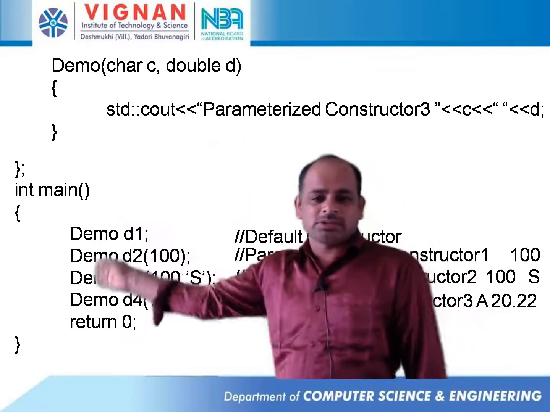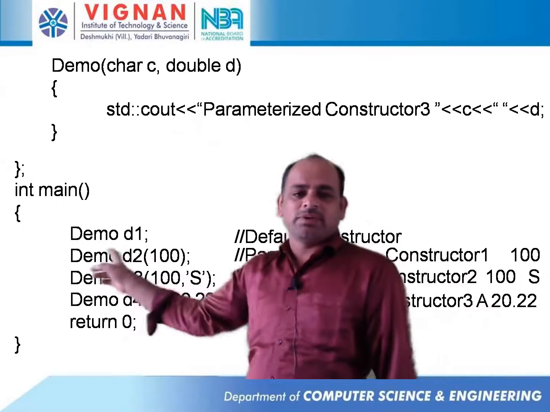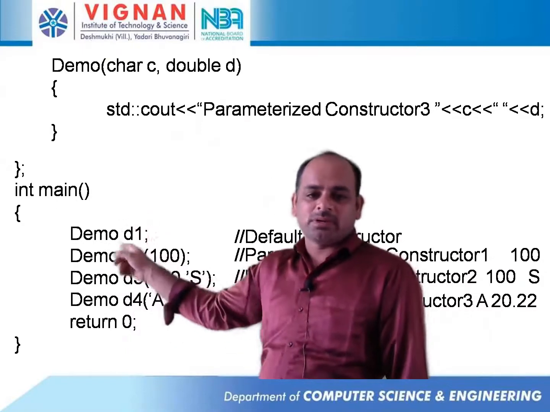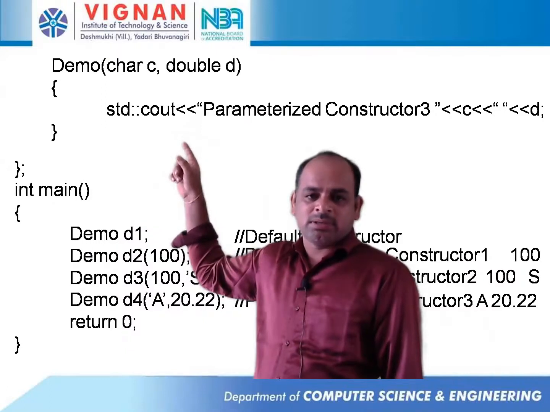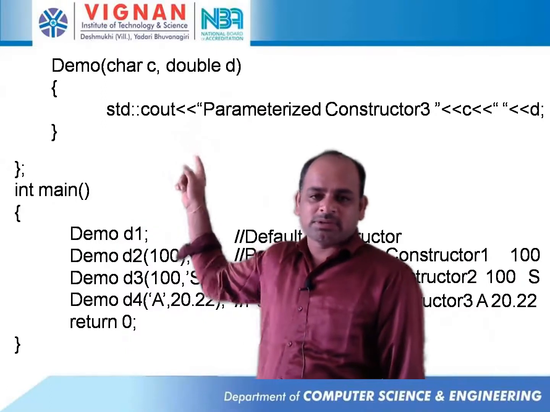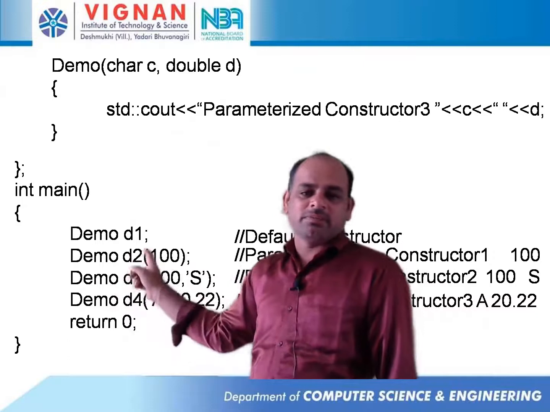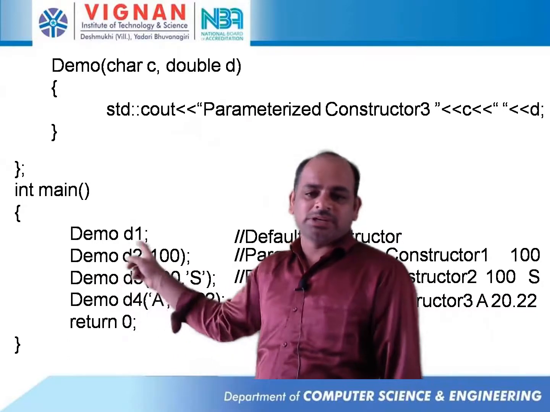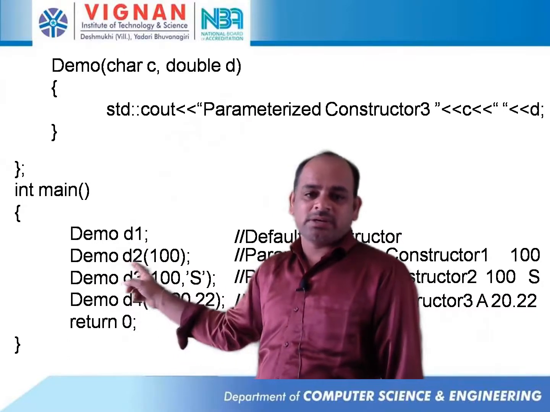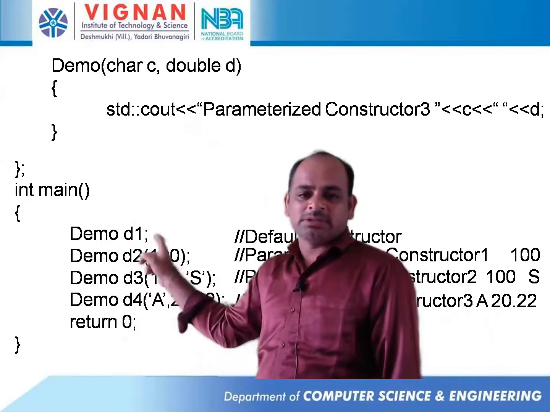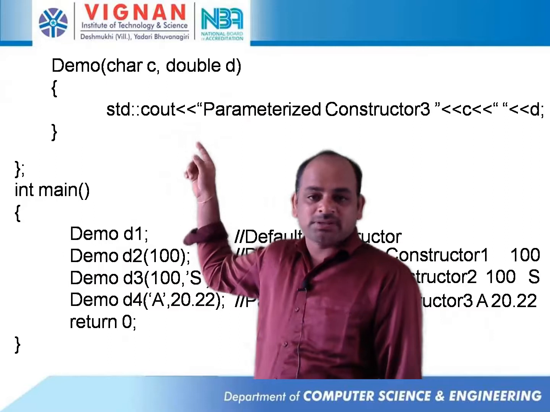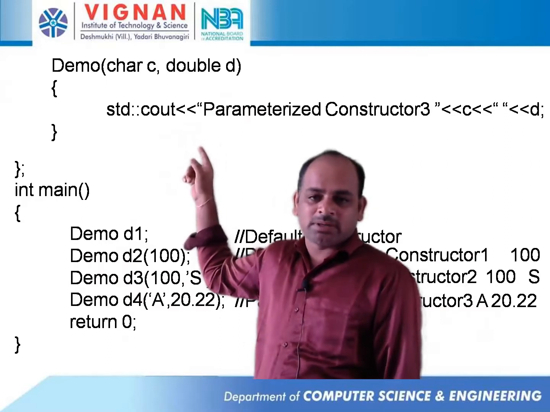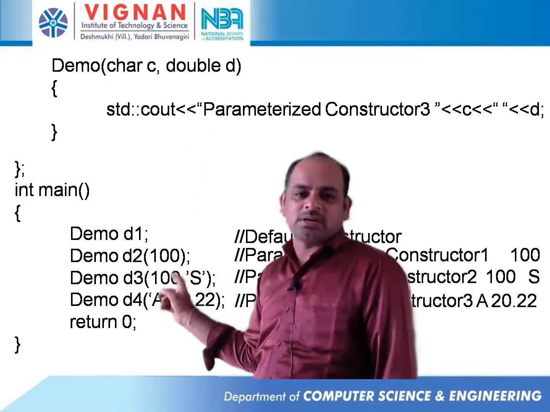Now, how to call those constructors here? See, we have created object D1. When object D1 is created, it will call the default constructor, right? And it will display the message default constructor here. Next, we are creating object D2. When object D2 is created, we are passing only one value, that is integer type here, right? So then it will call the parameterized constructor with a single parameter here. That int p we have seen here, right?